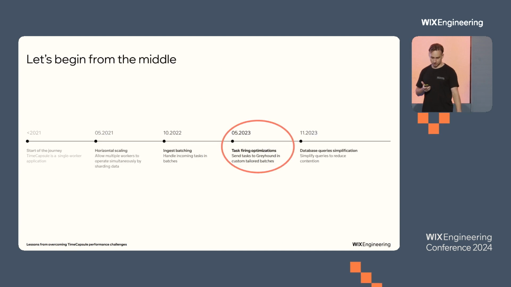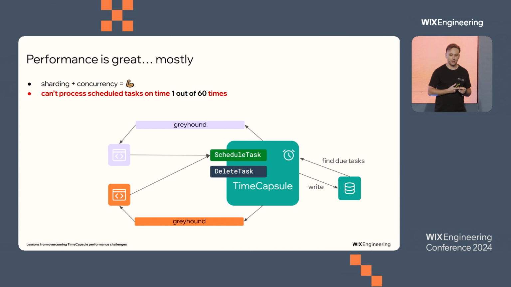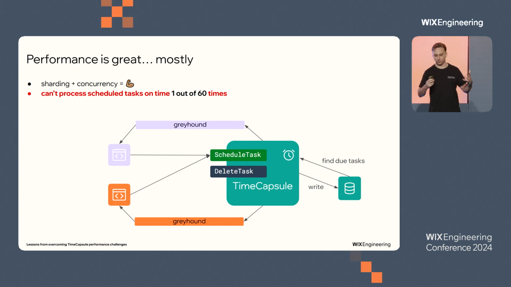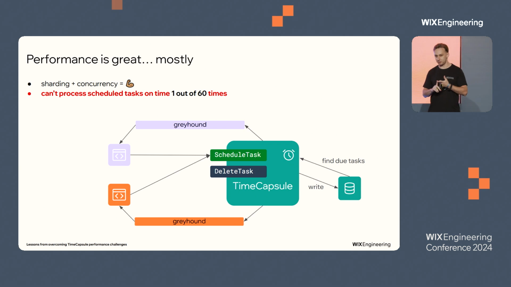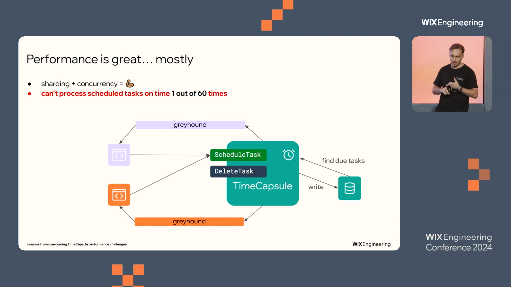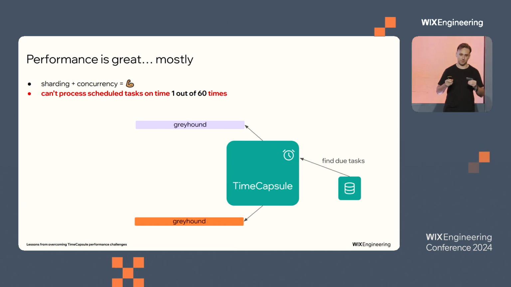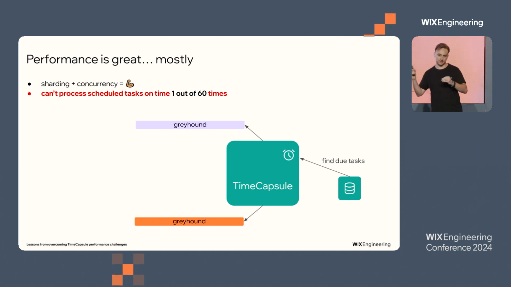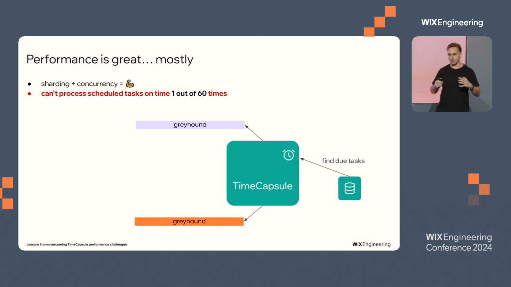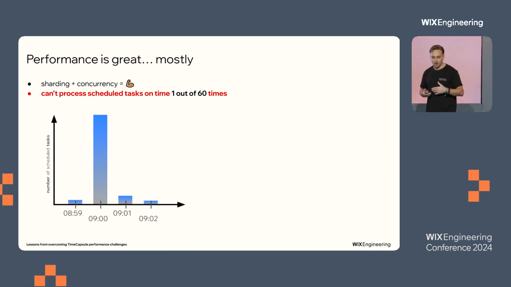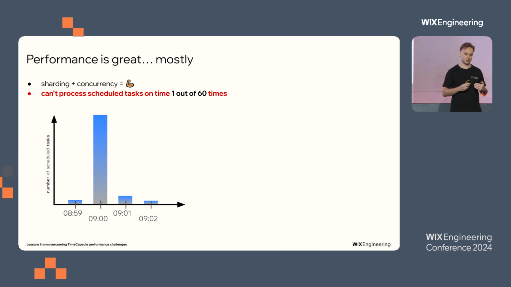And so I'll start from the middle of the timeline. It is year 2023. TimeCapsule is already a performance reliable system. We have implemented the most impactful techniques for improving its performance. And it performs great mostly, but the part of the flow where TimeCapsule wakes up once per minute, reads tasks, and sends them to Greyhound, it can't finish in time 1 out of 60 times. Why so? This is because certain minutes are much more popular than others.